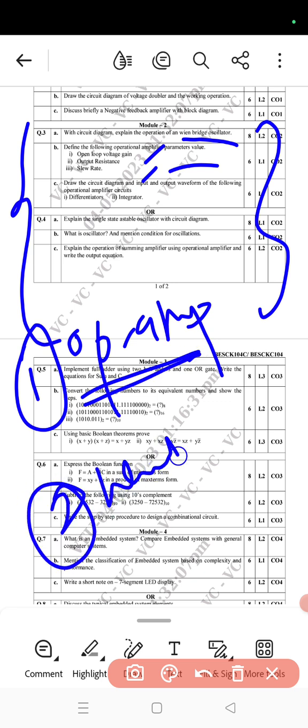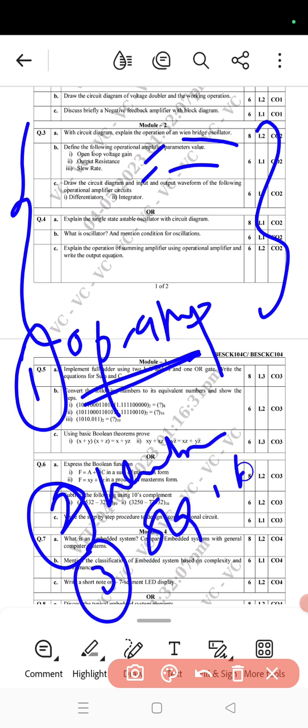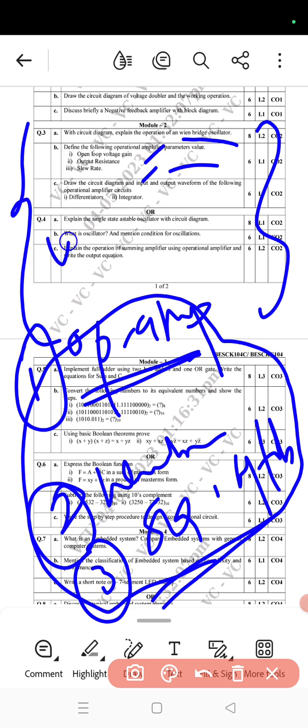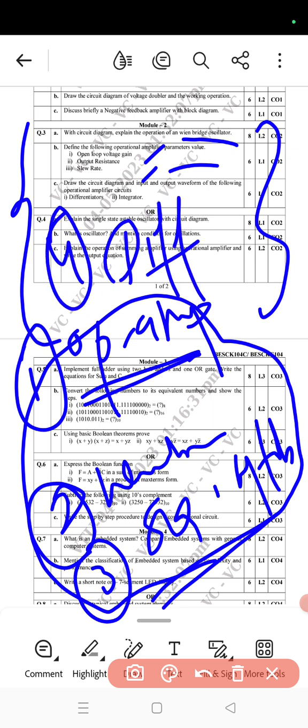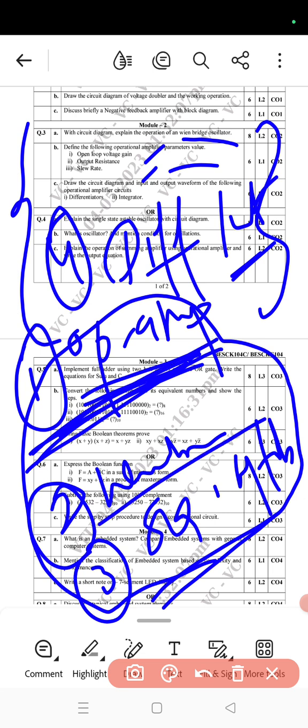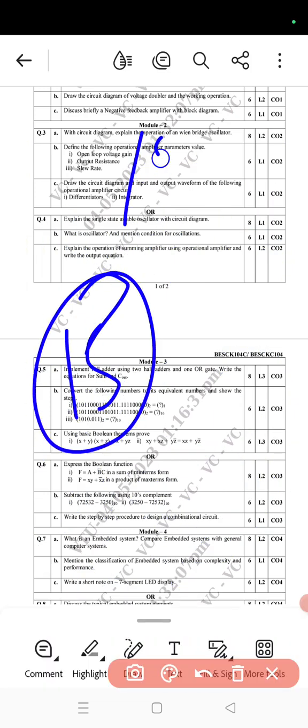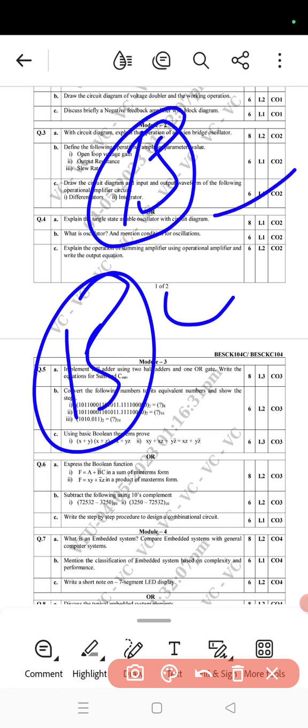In that, Wien bridge oscillator or RC phase shift oscillator they will give, and one more is very important, that is single stage astable oscillator they will give. Along with that, you should prepare different applications of op-amp, integrator and differentiator. So prepare ideal characteristics of op-amp, Wien bridge oscillator, then op-amp applications like differentiator, integrator, single stage astable multivibrator. If you study this, definitely you are going to get minimum 15. So Model number 1 15 and Model number 2 15.